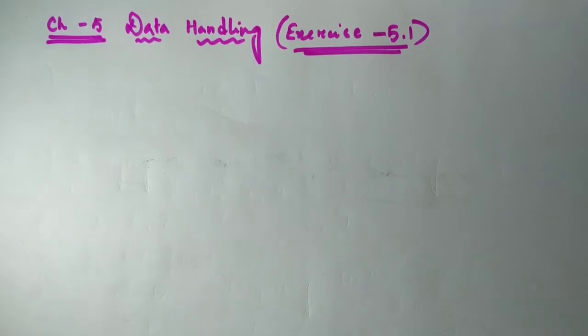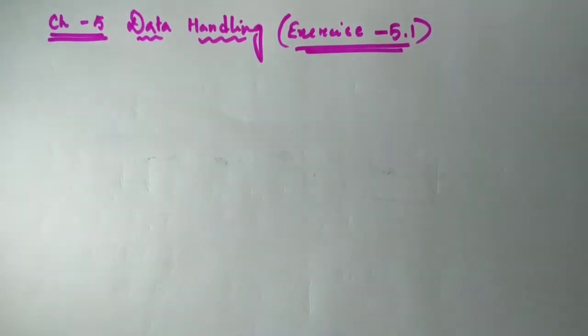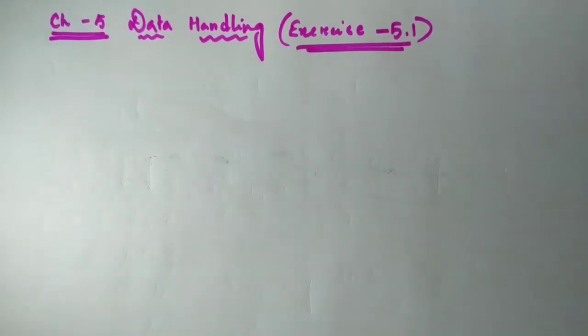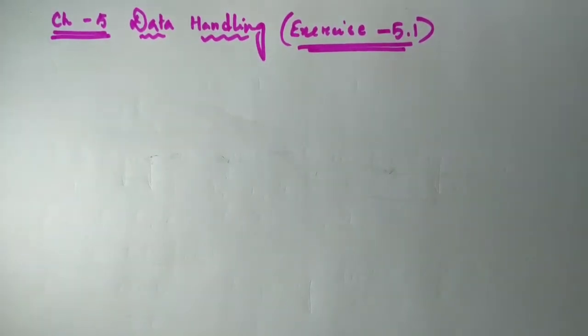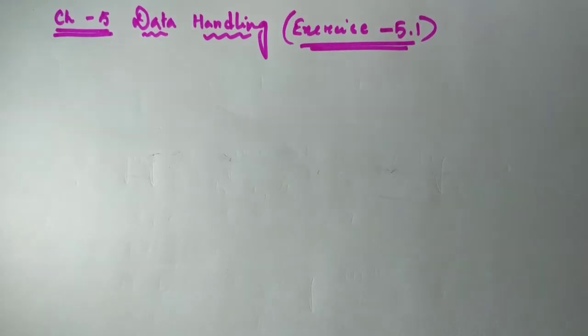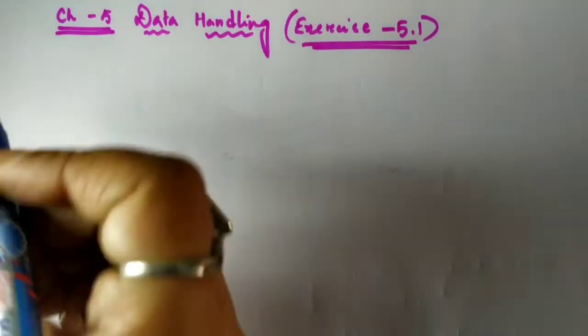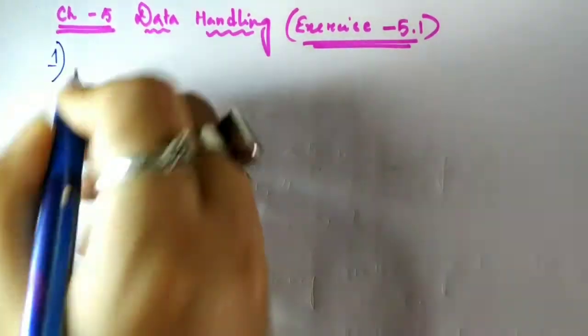Okay, so we have been discussing data handling in your lower classes also, in class 7, and even in your lower classes you got the basic idea of data handling. So here we will be discussing mainly bar graphs, double bar graphs, pie charts, and also a few important questions about probability. So let's get started with exercise 5.1. Now in 5.1, question number 1 goes like this.